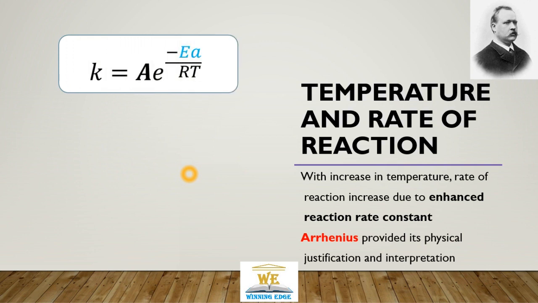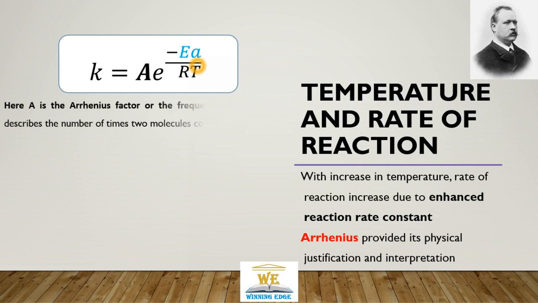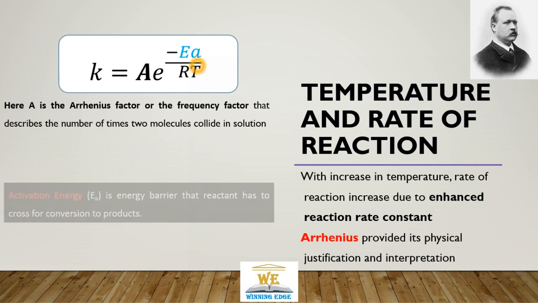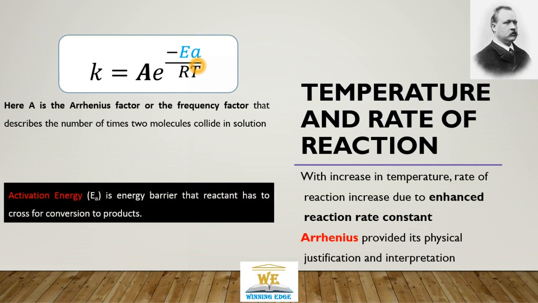That was his expression. Here, k is the reaction rate constant, which is equal to A exponential minus activation energy divided by gas constant into temperature of reaction, k = A e^(-Ea/RT). A is the Arrhenius factor or frequency factor that describes the number of times two molecules collide in a solution. And activation energy, Ea, is the energy barrier that reactants have to cross for conversion into products.